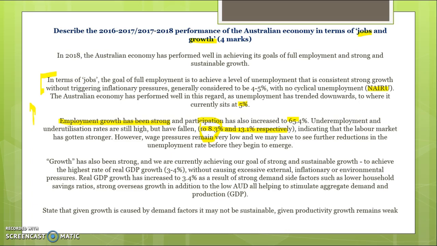In terms of growth, growth has been strong at around 3.4%. Define what we're trying to achieve. The main reasons for that, though, have been mainly demand-side factors. So lower household savings, stronger overseas growth, and the lower dollar are all stimulating aggregate demand. But from a negative perspective, there's arguments that because a lot of our growth has been demand-driven, it may not be sustainable. So given productivity growth remains weak, we're really relying on demand-side factors, with the exception perhaps of participation increasing, to stimulate that growth. So we really need to look for other ways that we can stimulate growth that are more supply-side going forward.